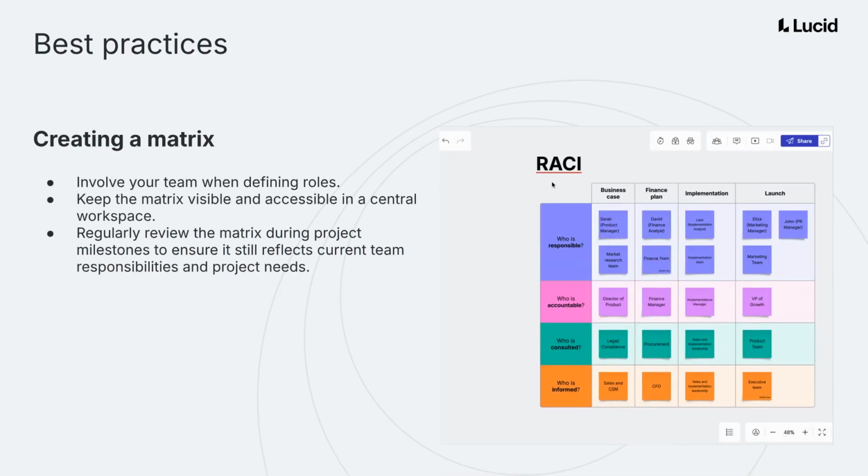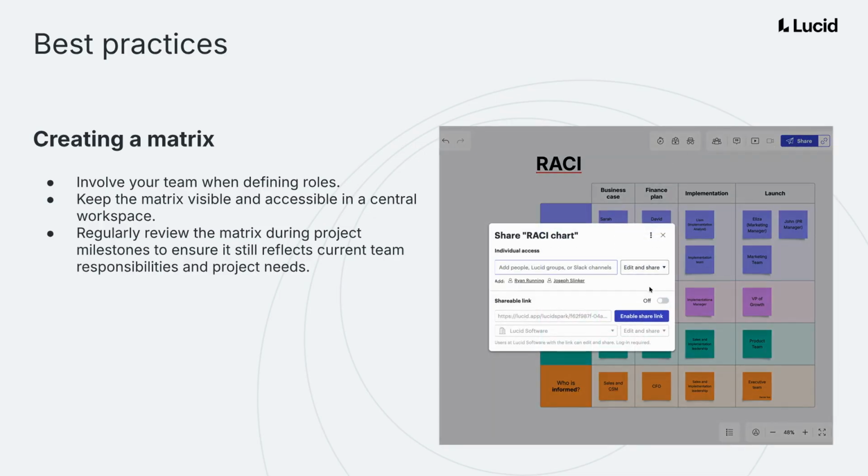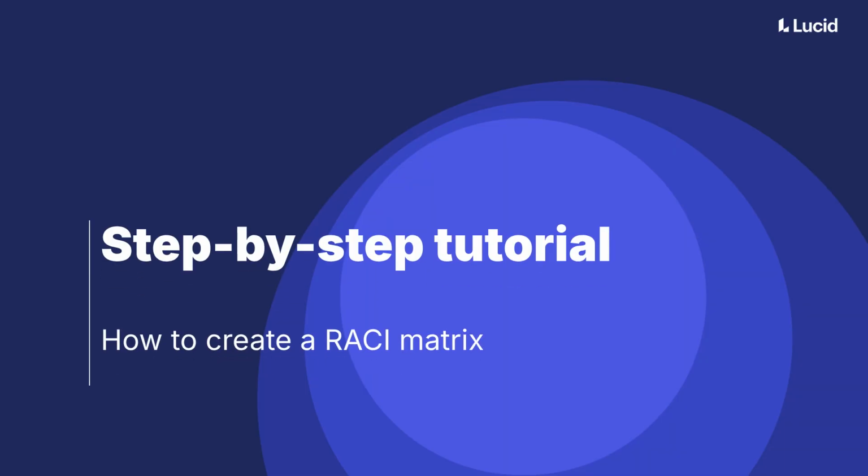For best practices for creating a RACI matrix, involve your team early. Keep the matrix visible in a central workspace and review it regularly during project milestones. Ready to build your own? Here's a step-by-step tutorial on how to create a RACI matrix in Lucidchart to keep your project on track.